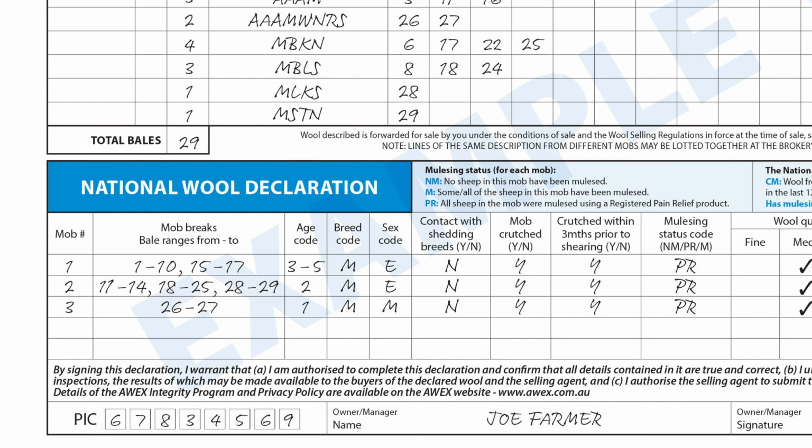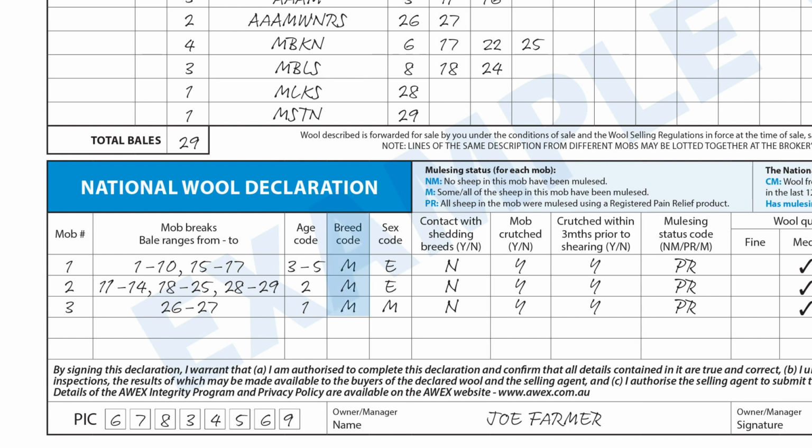On this example, mob 1, we've got from 3-year-olds to 5-year-olds, and that's how we write it, 3 to 5. Just to go back on that, we can't put mixed. You cannot have mixed age, it makes the declaration invalid, so it must have a physical age. Breed code, pretty simple.